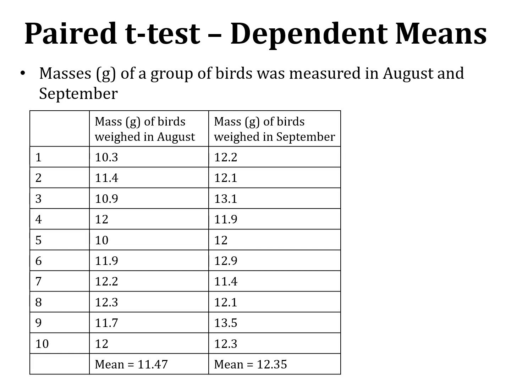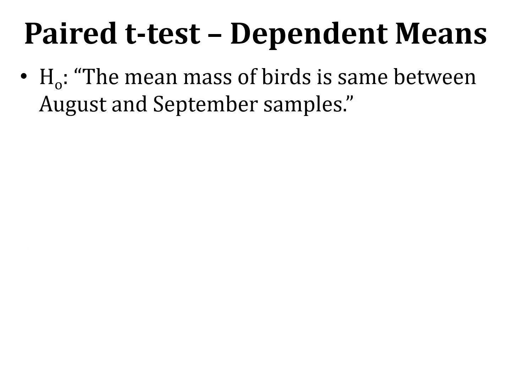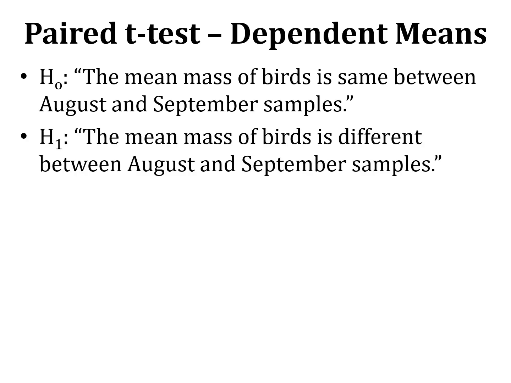So apparently we can see that there is a difference in the mean values. Although that difference doesn't look huge, we still have to see whether this difference is significant or not. So our question is, is there a significant difference in the mean mass of birds between August and September? Now, the null hypothesis to test that question is that the mean mass of birds is the same between August and September samples. We are assuming no difference. Then the two-tailed alternate hypothesis is that the mean mass of birds is different between August and September samples.